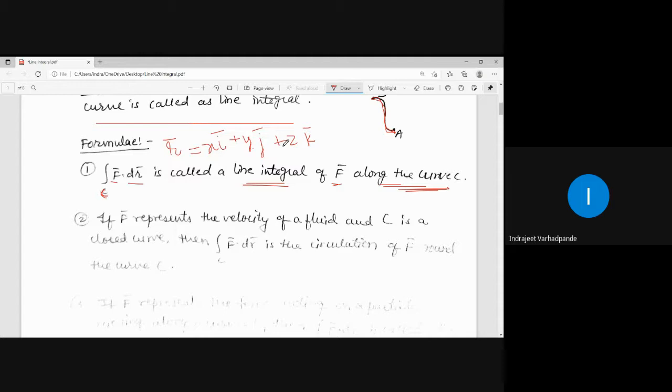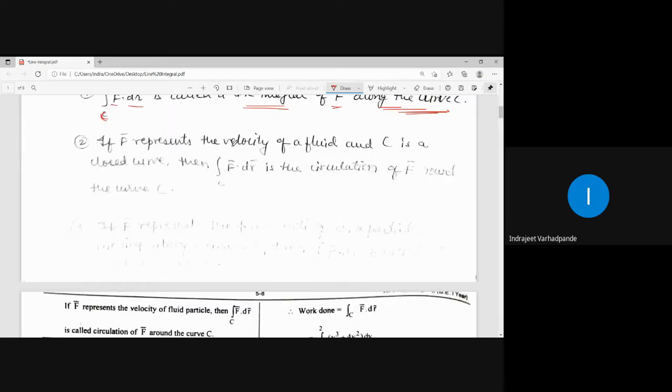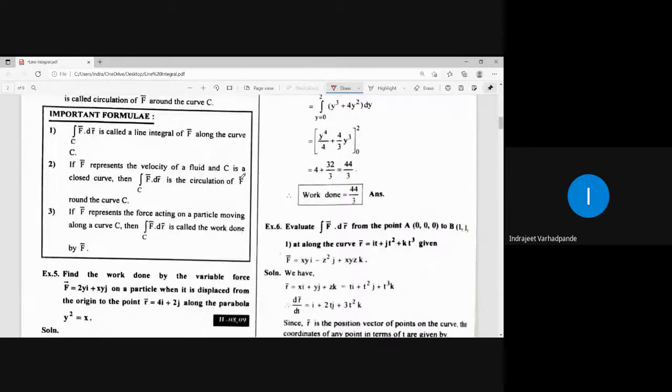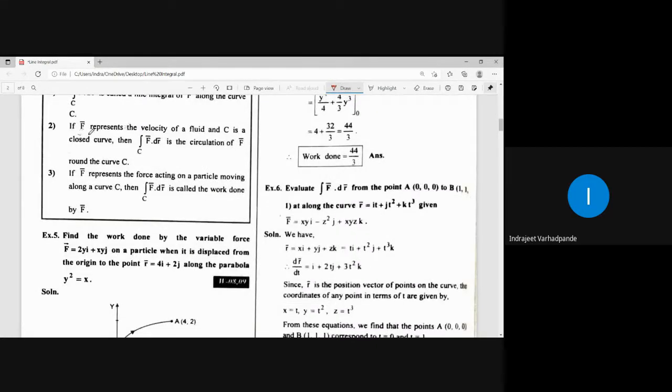So this is how the work done is to be calculated with the help of the line integral f bar dot dr bar. If f bar represents the velocity of a fluid and C is a closed curve, then the line integral over C, f bar dot dr bar is the circulation of f bar round the curve C. This particular point is mentioned over here.